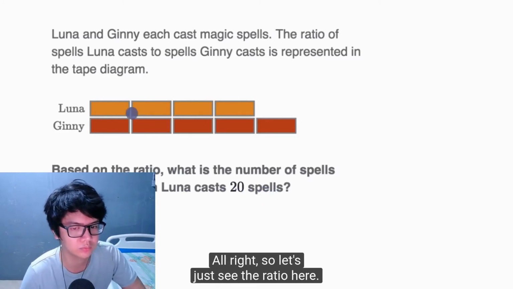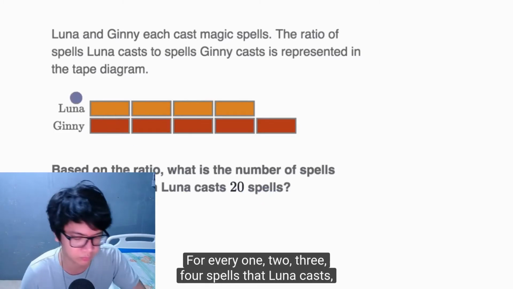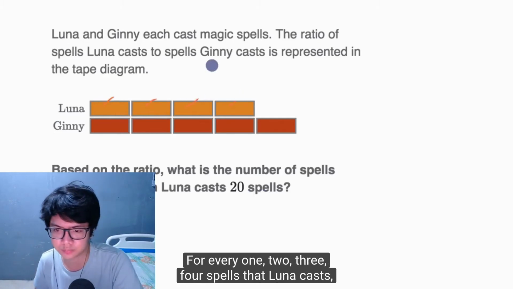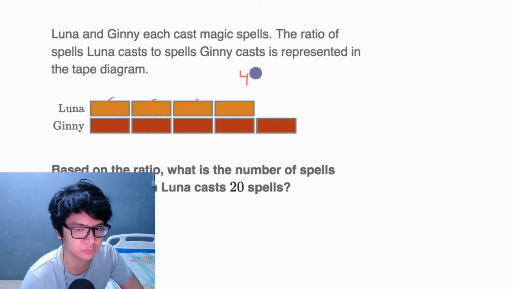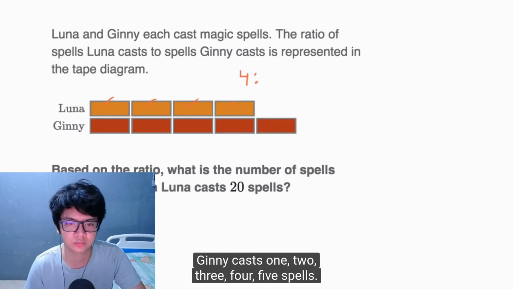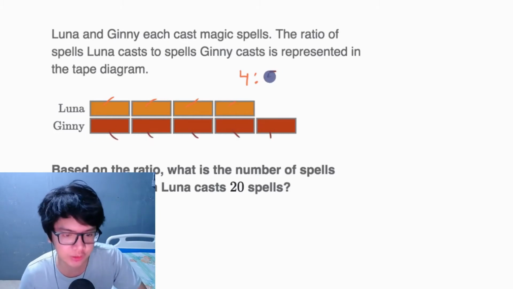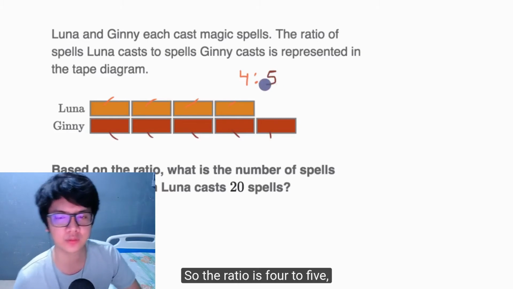All right, so let's just see the ratio here. For every 1, 2, 3, 4 spells that Luna casts, Ginny casts 1, 2, 3, 4, 5 spells. So the ratio is 4 to 5.